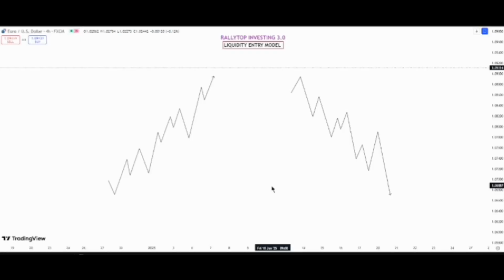So the question you need to ask is, what then is liquidity? Well, simply put, liquidity is floating money in the market. When I mean floating money, it is the stop losses of retail traders. It also refers to the pending orders of retail traders. It could be buy or sell pending orders. All that the market makers are hunting for in the market is, where is the money?